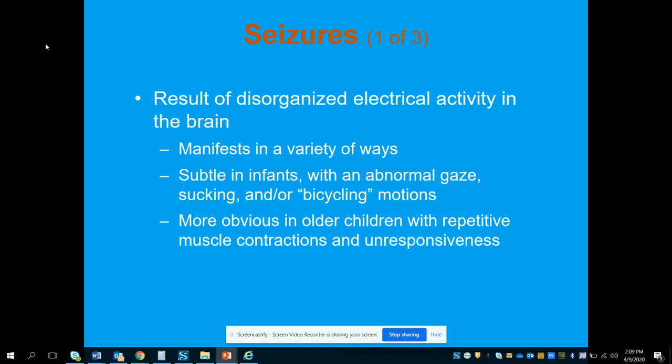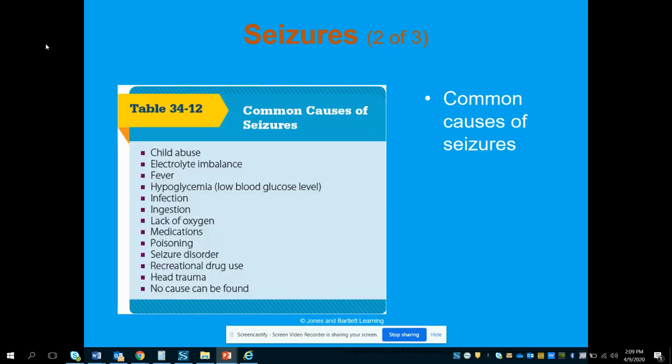Is it a generalized seizure, which would involve the whole body? Is it a focal seizure where they're just staring off into space? Is it isolated to one area of the body?